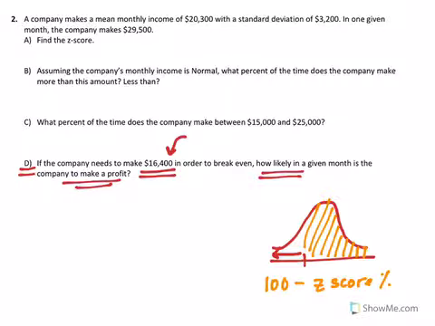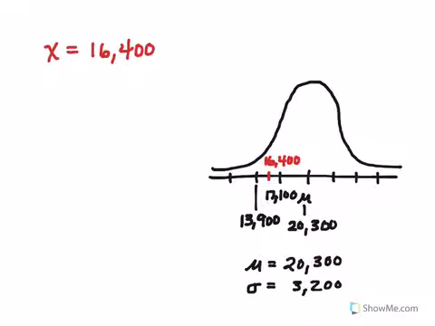So let's go ahead and come over here, and we've applied our mu of 20,300 and our standard deviation of 3,200 to the left of our mean, because we see that the data point 16,400 falls below the mu. So one standard deviation to the left is going to be 17,100. Two standard deviations to the left is 13,900. And because 16,400 falls in between, that tells us we need to find our z-score.